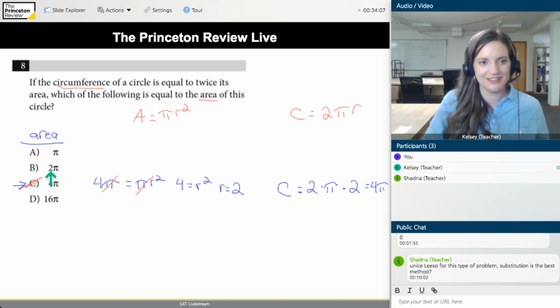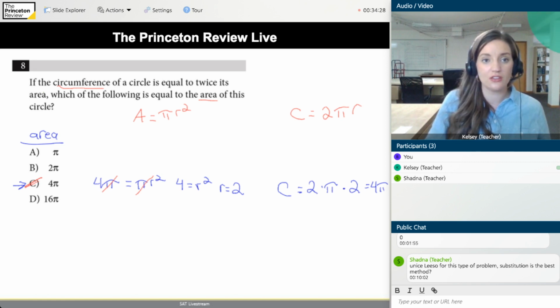You could. But if you start to do this, what you're going to get is that 2 is equal to r squared, and you're going to have to do the square root of 2. And I don't want to. I don't think we have to. There's some friendlier looking answer choices that we can choose from here and see if they work. So we'll come back. We'll deal with 2 pi if we have to, but I don't want to yet.